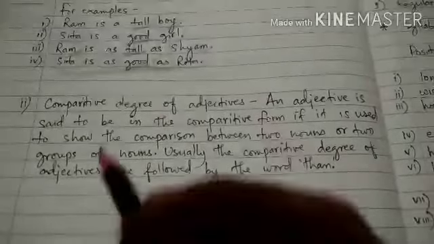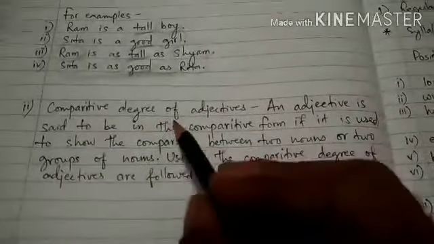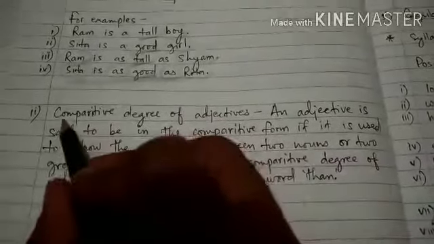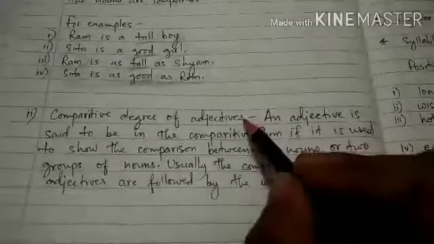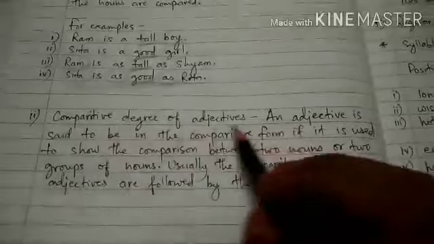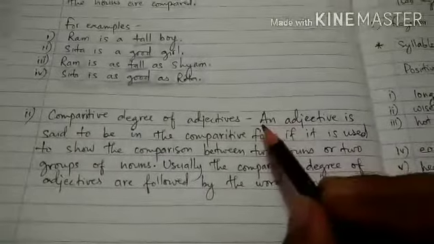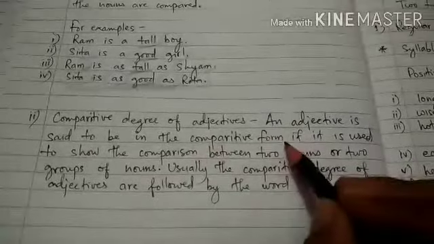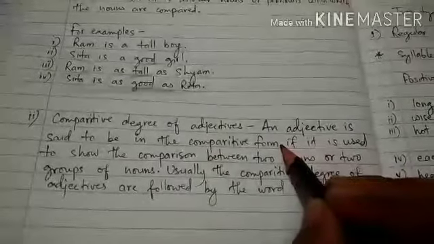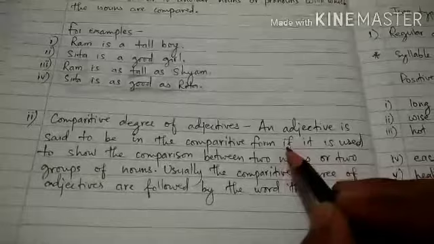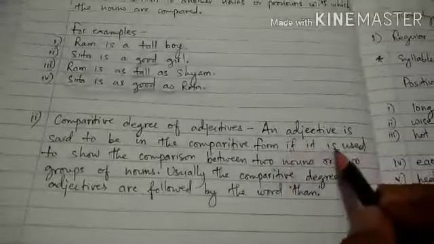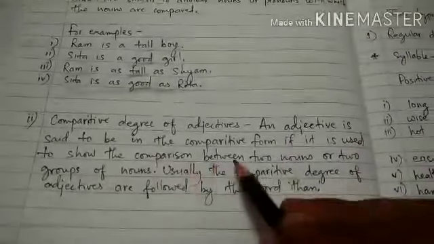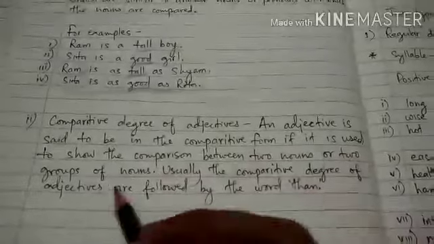Now, another degree of comparison of adjectives, that is comparative degree of adjectives. So what is comparative degree of adjectives? So let us understand. An adjective is said to be in the comparative form when it is used to show the comparison between two nouns or two groups of nouns.